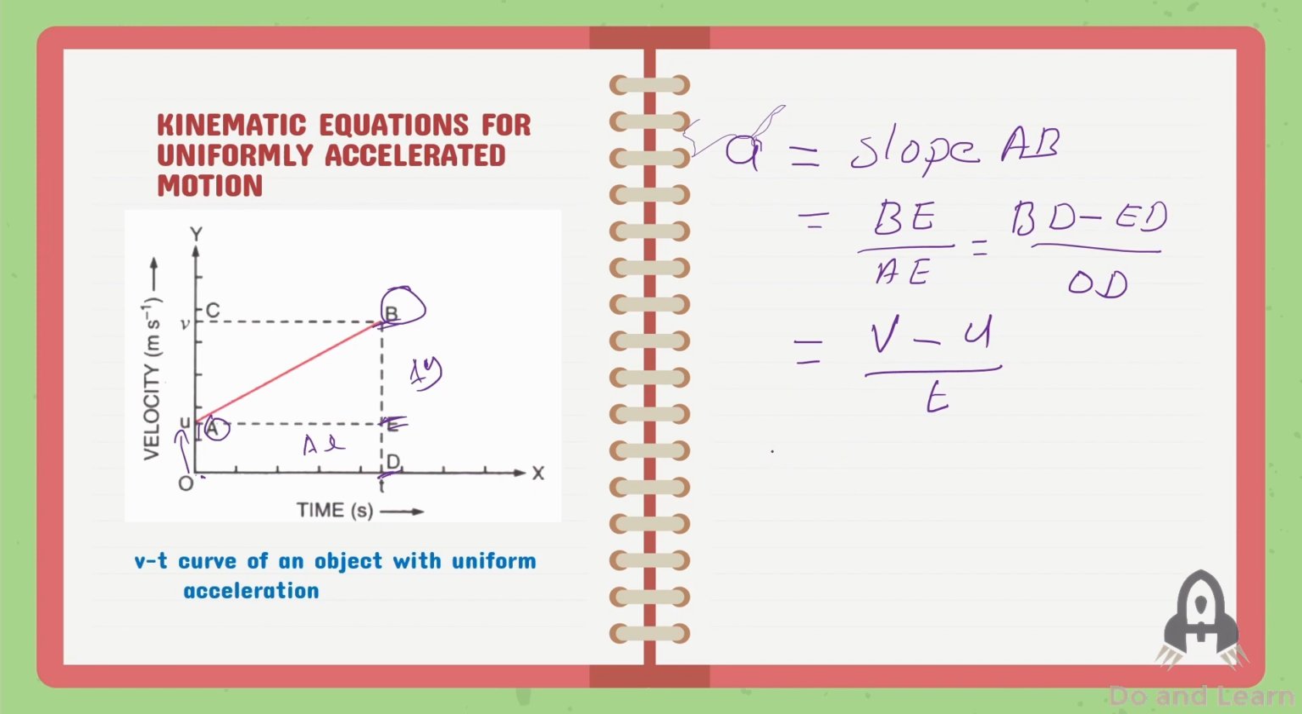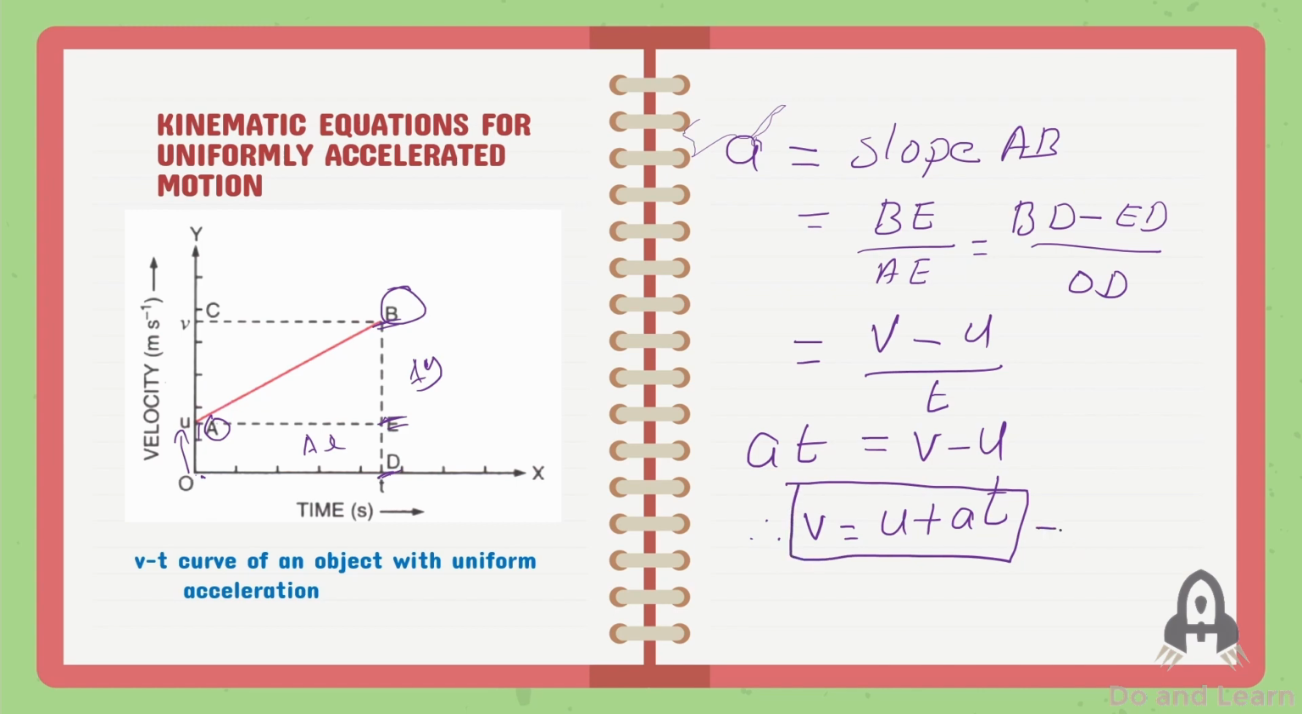So we can write, sending T to the left side, AT is equal to V minus U. Therefore, V is equal to U plus AT. We are sending V minus U to the left side and AT to the right side. We get V is equal to U plus AT. This is the first equation: V is equal to U plus AT. We have derived the first equation by finding the slope of the velocity time graph.